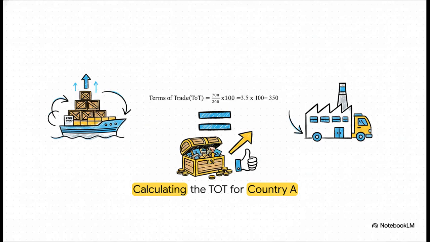Taking our 700 in exports divided by 200 in imports gives country A a raw ratio of 3.5. Because we multiply that ratio by 100, we land at a terms of trade index of 350. In this scenario, country A is in a phenomenal position. Their exports are easily funding their imports with plenty of value to spare.